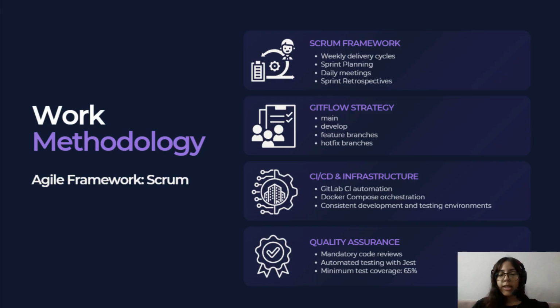Our development is governed by the Scrum framework, featuring weekly cycles and ceremonies like planning, dailies, and retrospectives that ensure transparency and continuous improvement. For source code management, we apply the Git flow model to maintain secure production releases through isolated feature and develop branches. Our entire integration process is automated. We use GitLab CI with Docker Compose to orchestrate our containers, ensuring absolute parity between development and testing environments.